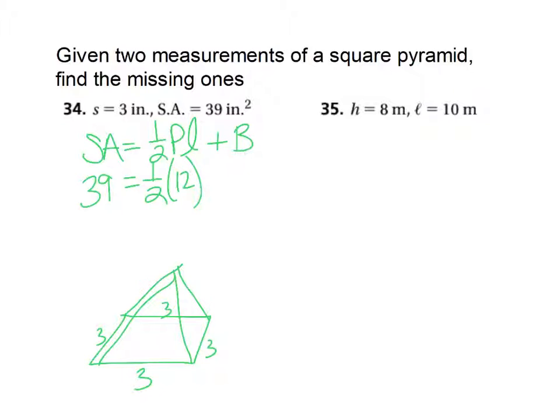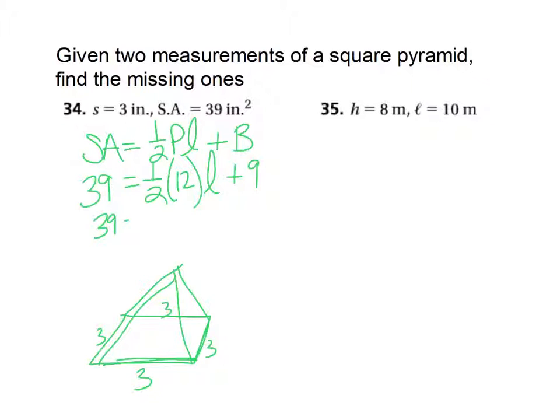Okay, slant height. I don't know that I have slant height, so I'm going to leave an L there. Plus area of the base. Again, they didn't straight up tell it to me, but if I know the two sides are 3, 3 times 3 is 9. What's missing then is the L. Let's solve for L.